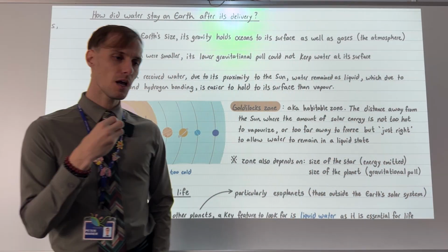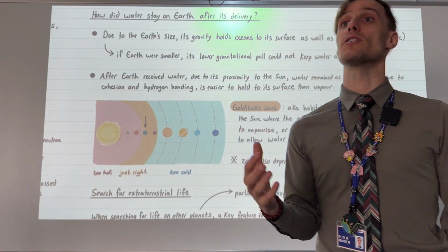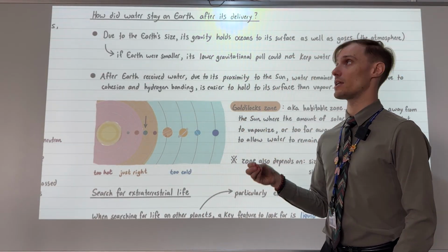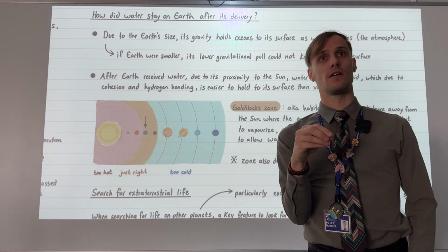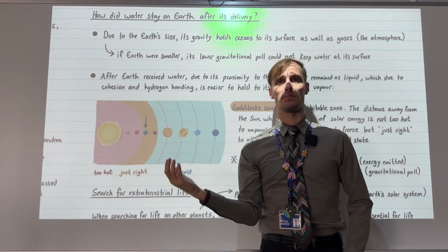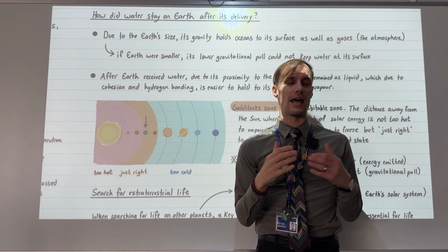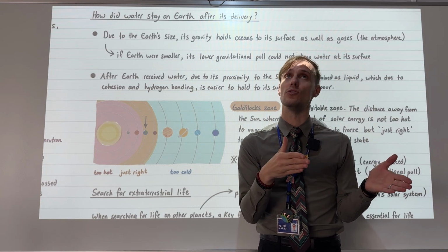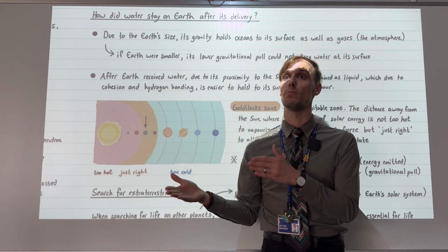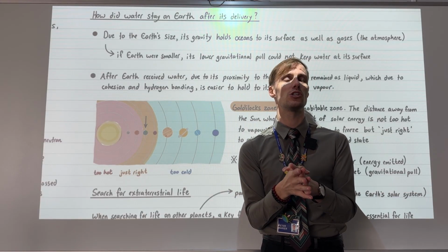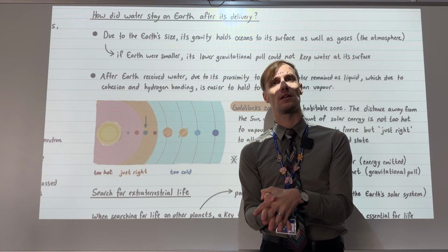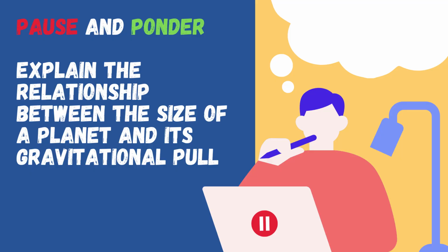And there are a few factors that we have to consider here. So first of all, a factor to consider is the size of the planet, and that's going to determine its gravitational pull. So, quick question, what is the relationship between the size of a planet and gravitational pull?